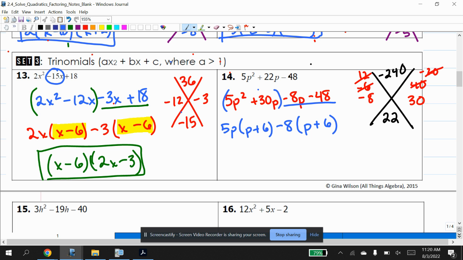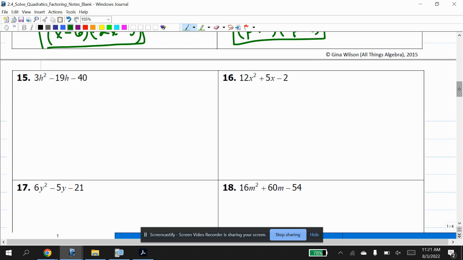So we know that the factored form of this is going to be p plus 6, the matching piece, and then the other one is what? 5p minus 8. Yeah, the stuff in front, 5p minus 8. And you factored that trinomial. Okay? Not too bad. It's going to get there. We'll get better at it as we go, and we'll get faster at it too. All right, let's go over to the back there. Let's look at a couple of those.